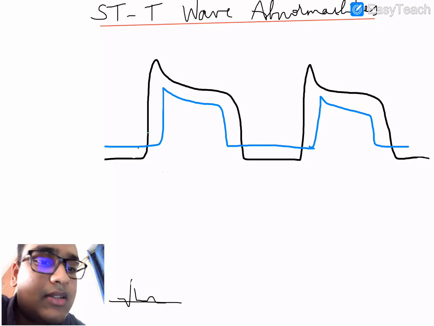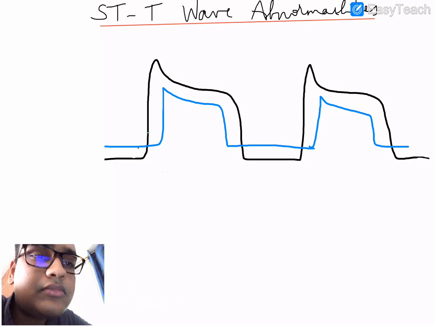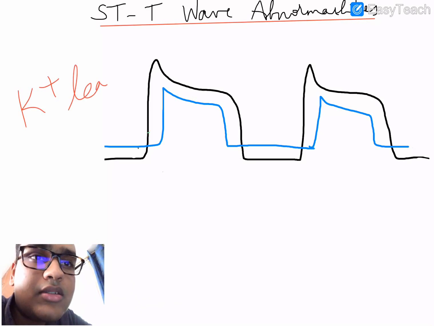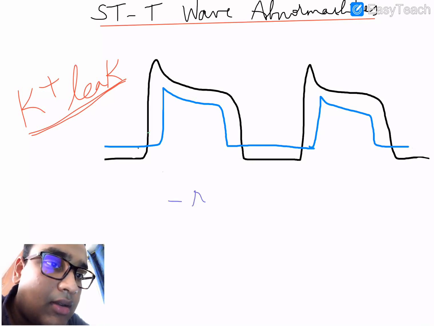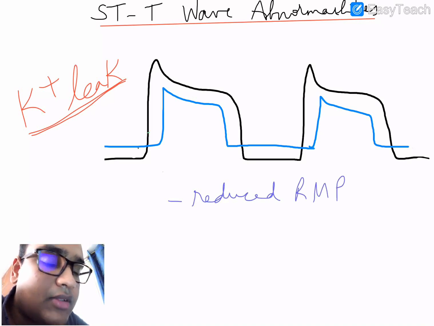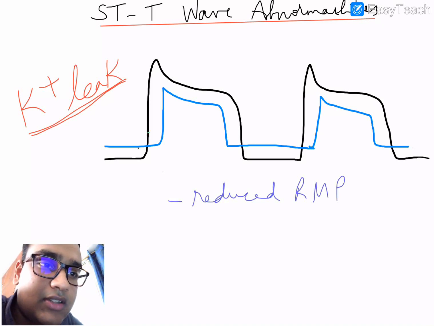Now let's see what happens to the cell during ischemia. Whenever there is ischemia, the main pathological process that happens is potassium ion leakage. This leads to a series of events which leads to the ECG changes. The first thing that happens because of potassium ion leakage is reduced resting membrane potential of the cell.